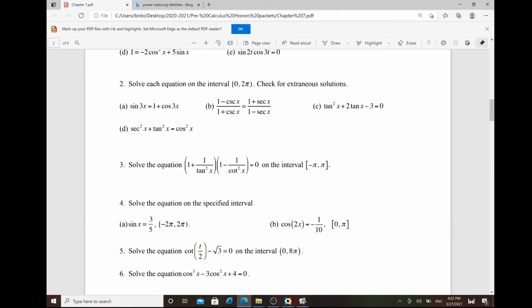Okay? So for B, C, and D, for B you probably want to cross multiply and then rewrite it in terms of sine and cosine. And for C, you want to factor it. But D looks a little bit tricky. Okay, let's do D.